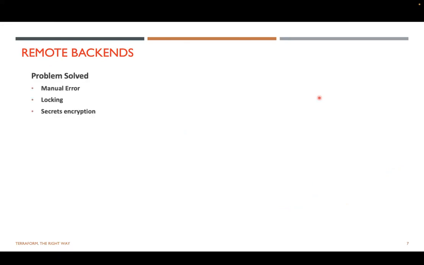Now, remote backends help us to solve this problem. But first of all, what are remote backends? Remote backends basically mean having your state file in an environment that helps to solve all your problems, and it is approved by AWS, I'm sorry, by Terraform. An example of a remote backend: we can use S3, AWS S3.